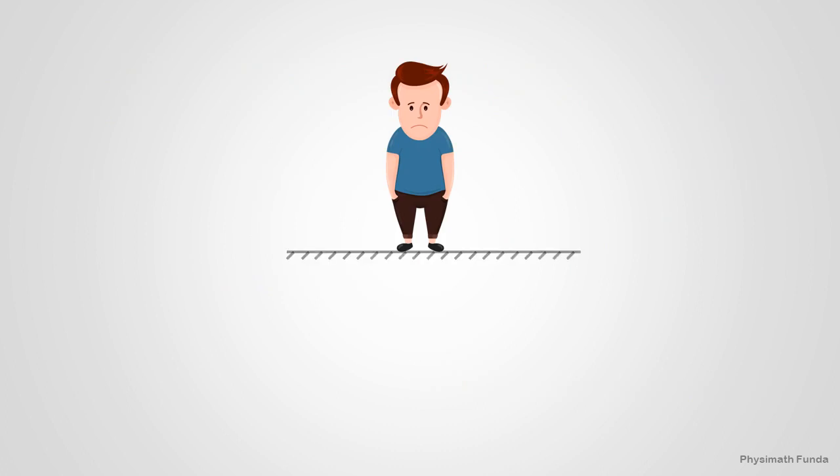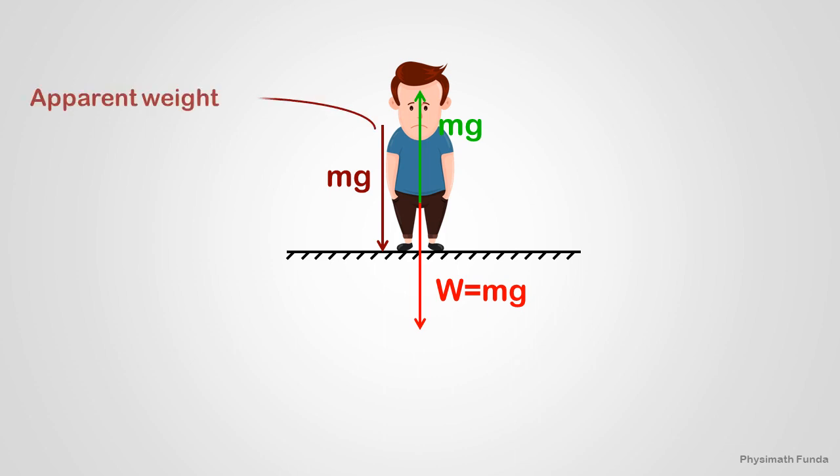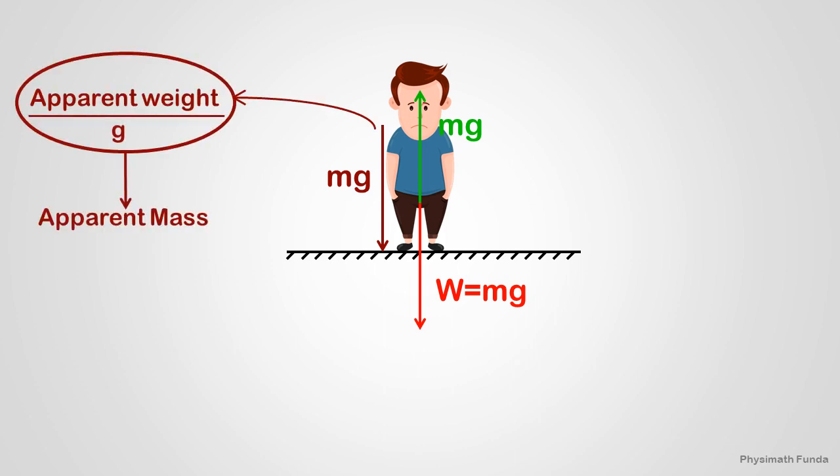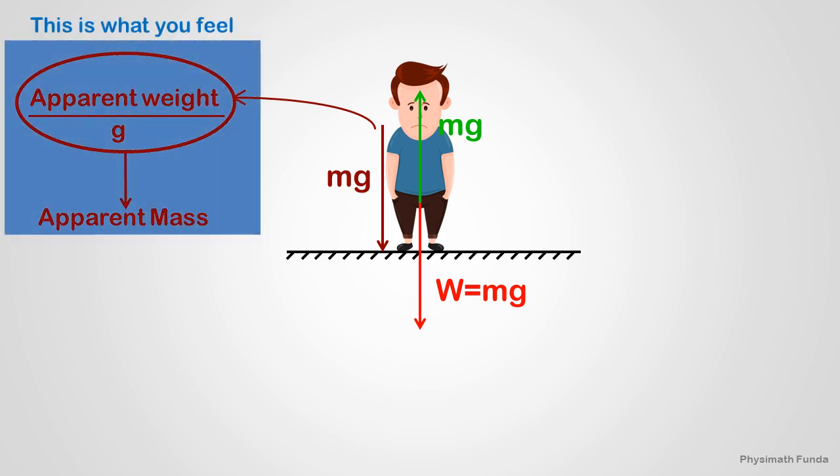Imagine yourself standing on the floor. Your weight mg is acting downwards, but you're not moving downwards because the floor is exerting a reaction force mg in the upward direction. So the net force acting on you is zero. Now again, according to Newton's third law, you exert a force on the floor, and this is called your apparent weight, and this apparent weight upon g gives the apparent mass.